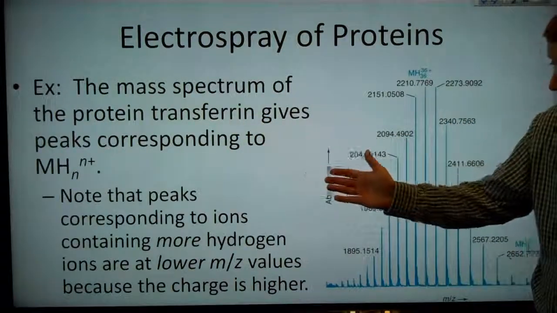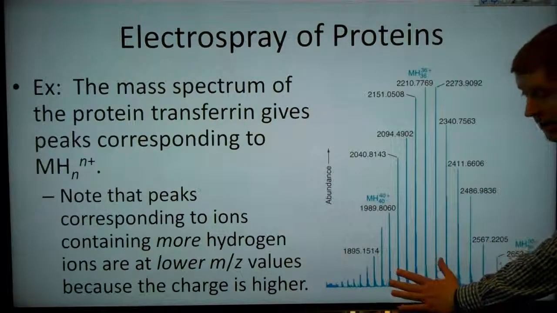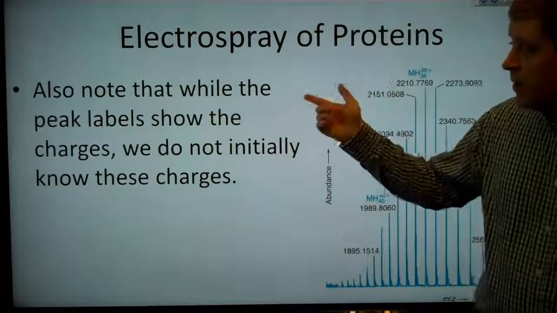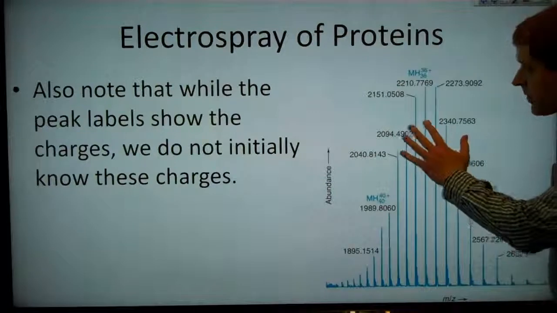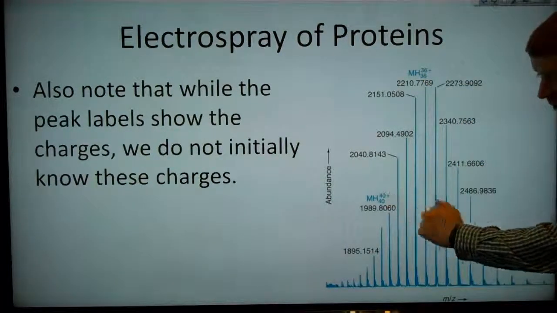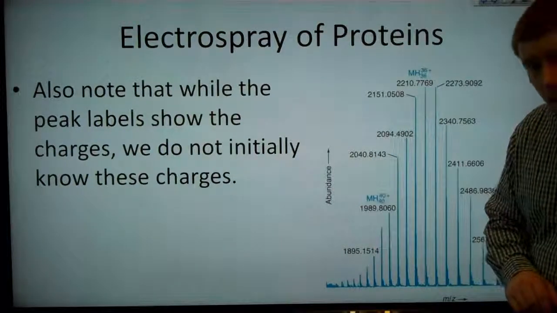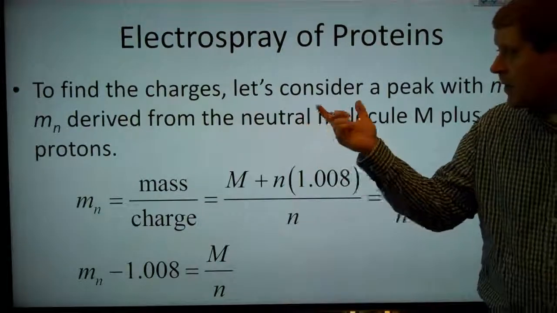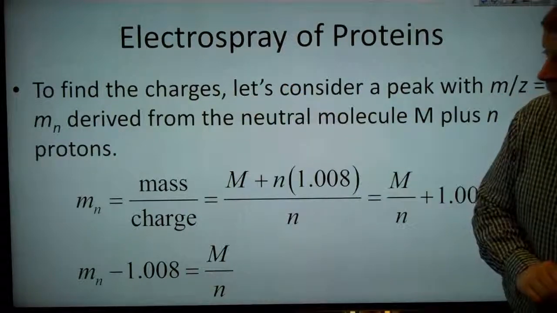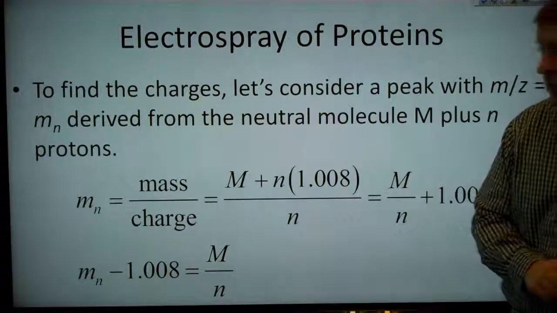And note that the peaks corresponding to ions containing more hydrogen ions are at lower mass to charge values because the charge is higher. Also note here that while the peak labels show the charges, so you've got MH36, 36+, and MH40, 40+, and so on, we don't initially know what these charges are. So to find the charges, let's consider a peak with mass to charge ratio of M_n, derived from the neutral molecule M plus n number of protons.